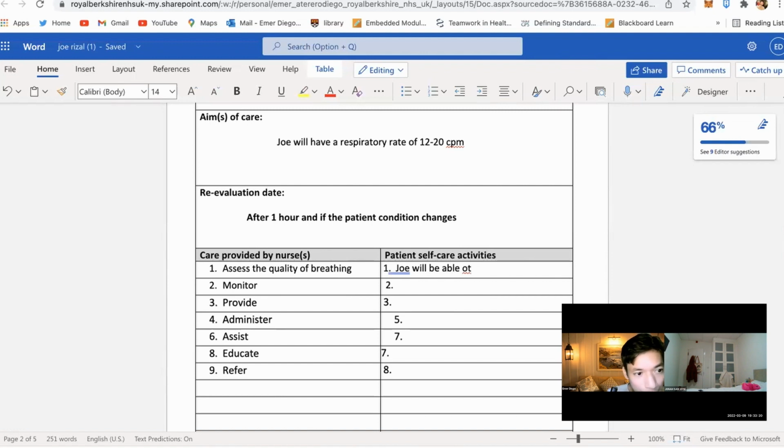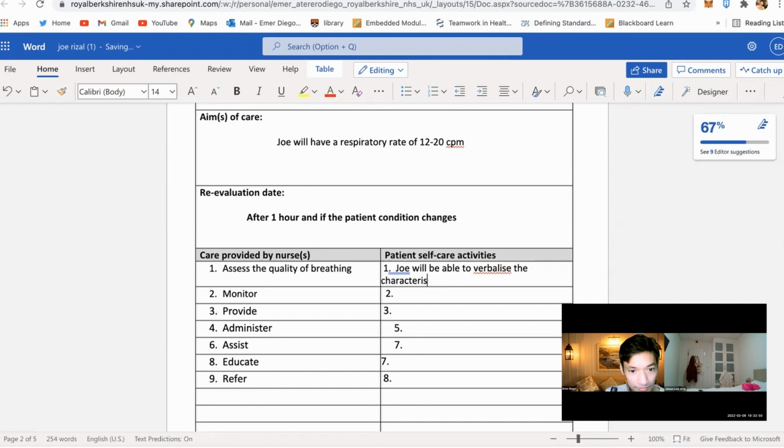So Joe will be able to, Aljan said, verbalize the characteristic of breathing. If you won't be able to assess it yourself, probably you could ask Joe. Okay, so you could probably ask Joe. Thank you for that, Aljan. So next is, Aljan said, Joe will be able to verbalize the characteristic of his breathing.